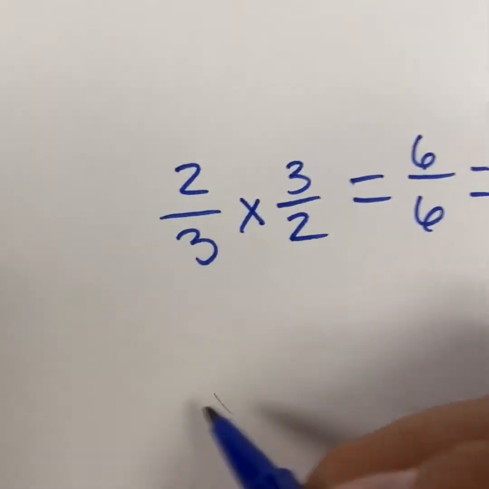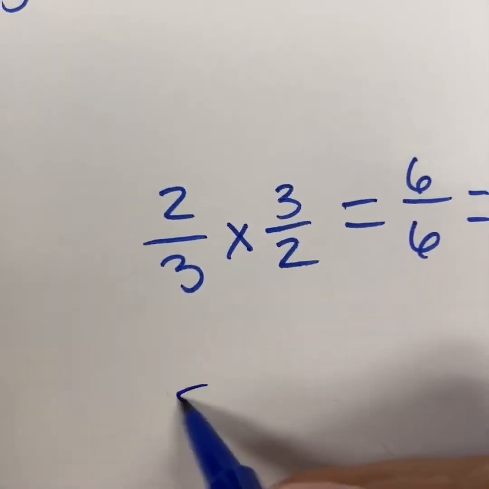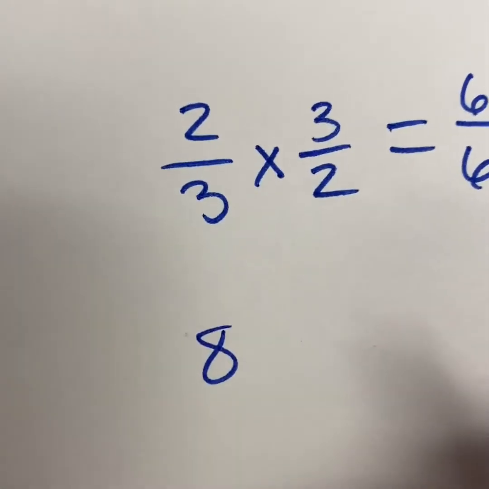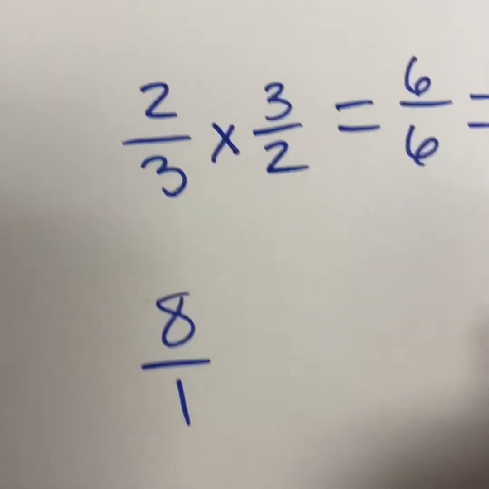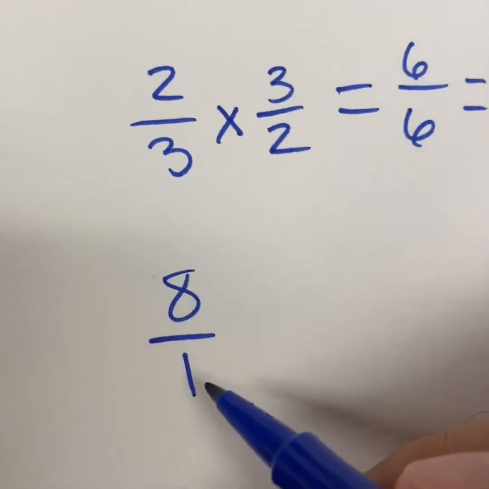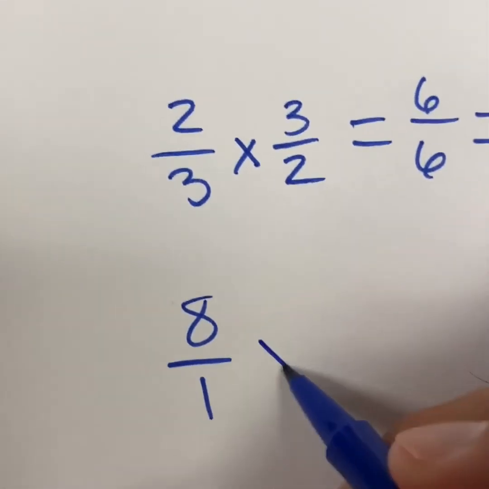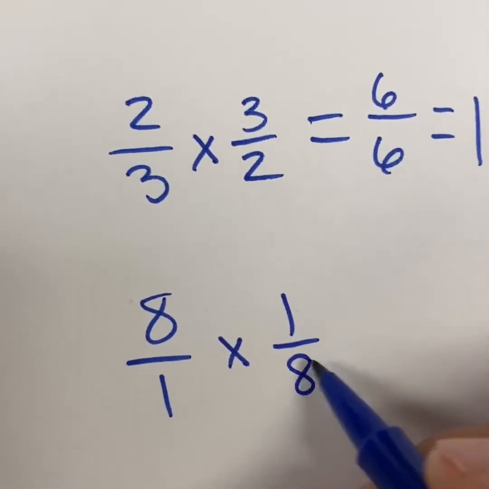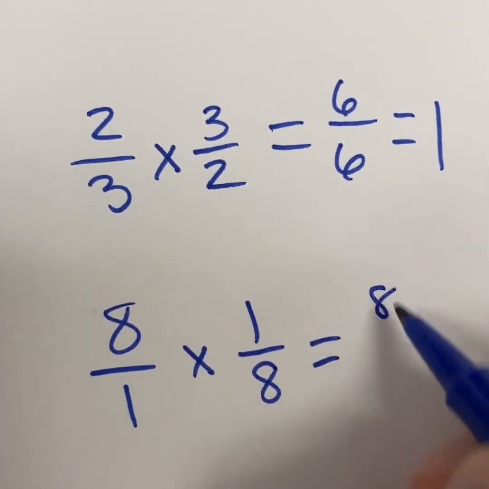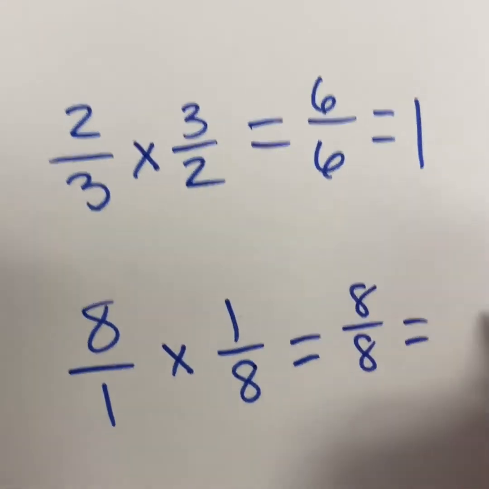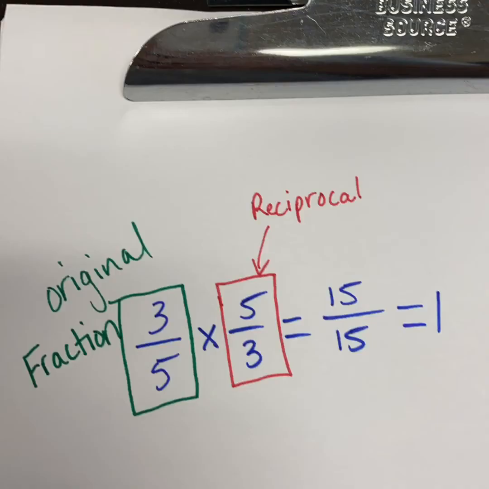What would happen if we had a whole number? Okay, well, let's say we had the whole number 8. Okay, what is 8 as a fraction? It's 8 over 1. Okay, we have a denominator, we have a numerator. We're going to flip them. 1/8. 8 times 1 and 1 times 8 are the same things. We get 1.